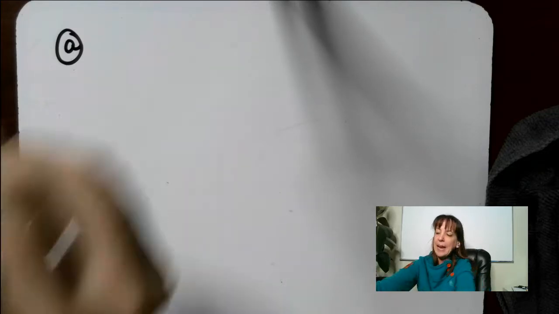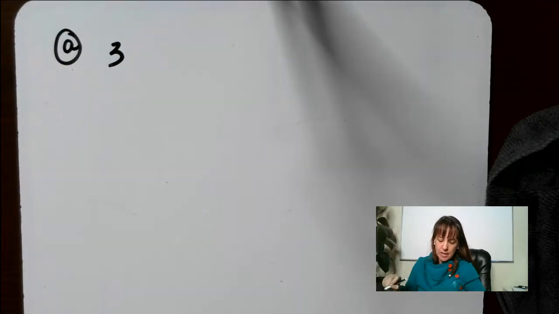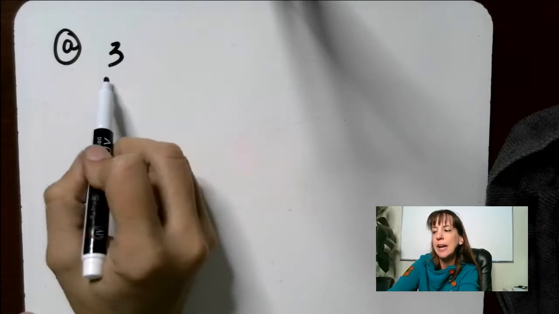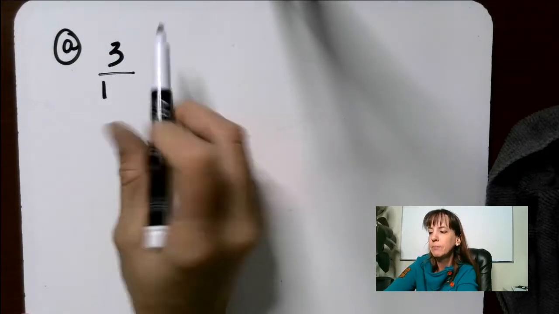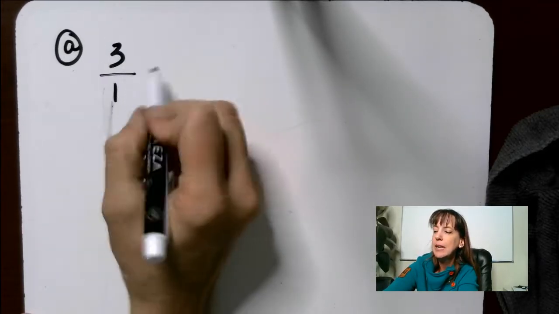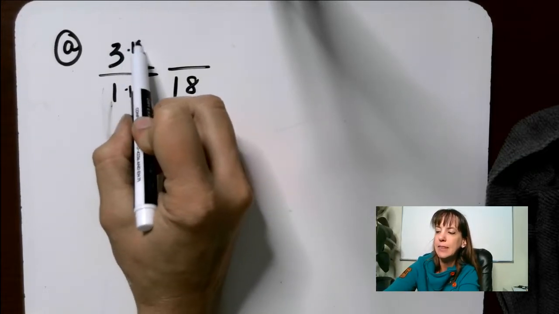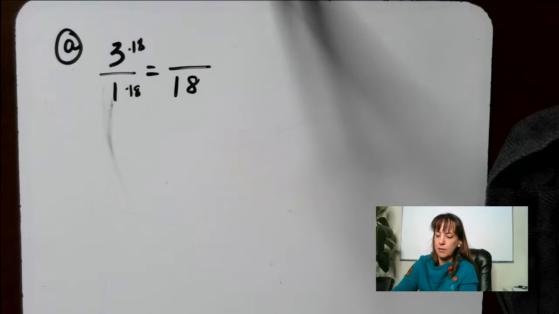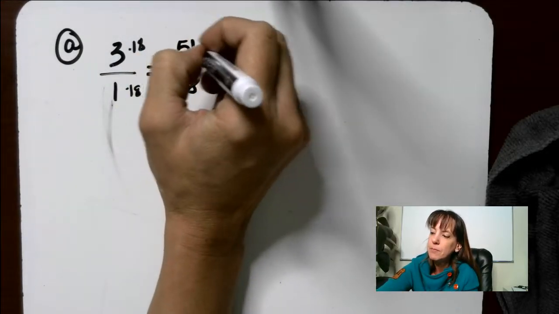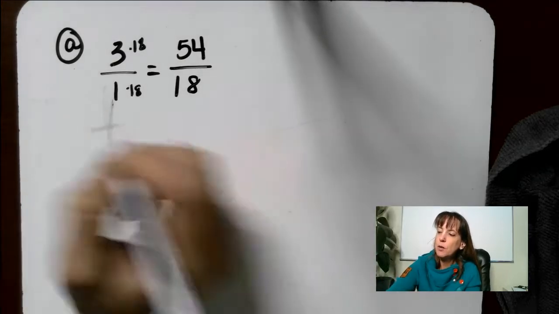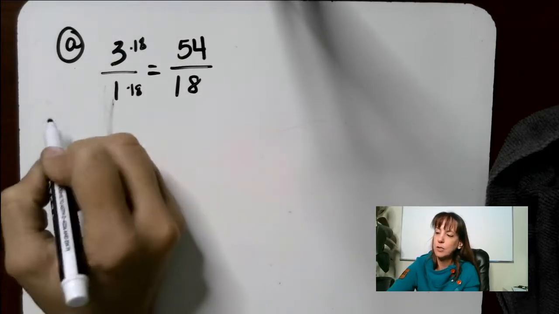All right, so for A, we have 3. Write each as a denominator of 18. Guys, we can turn anything into a fraction by putting it over 1. And I want it to be over 18. So I need to multiply this by 18 and multiply this by 18 in order to get that 18 over there. 3 times 18 gives us 54. Good, so it would be 54 over 18 would be your answer.